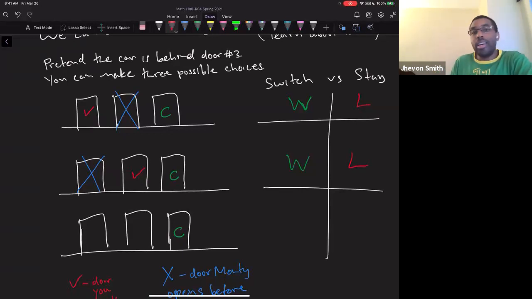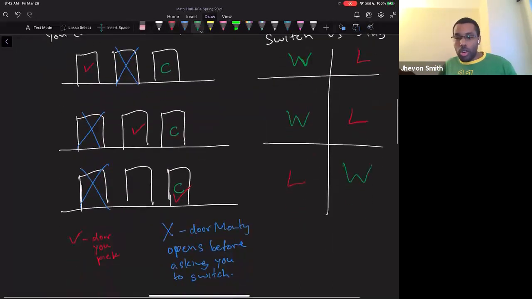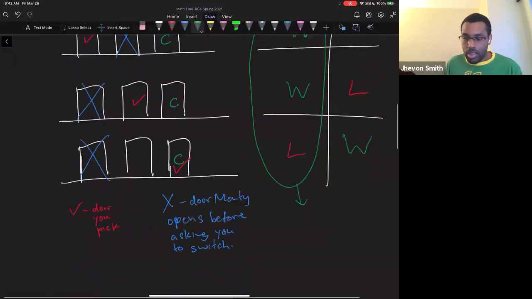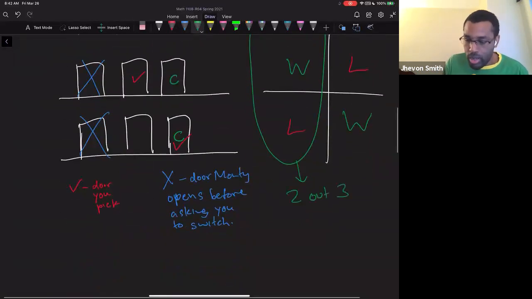Now, let's say in some universe, you pick door number 3. Now, Monty can open either one of the other doors. Let's say he just opens this door. Shows you a goat, asks you, do you want to switch? What would happen if you switch then, right? Because you're on the car now. So if you switch, you're going to go off the car. So in this universe, you actually lost, right? You would have won if you stayed. However, what do you notice about the switch column? Two out of 3 times you would win.